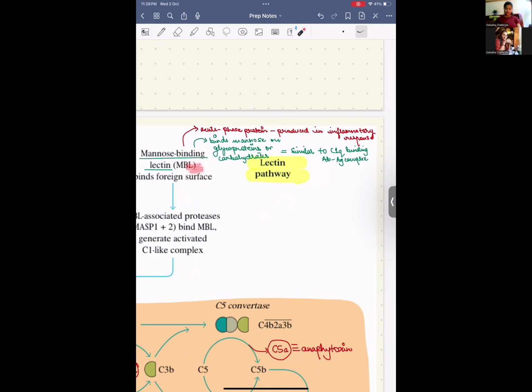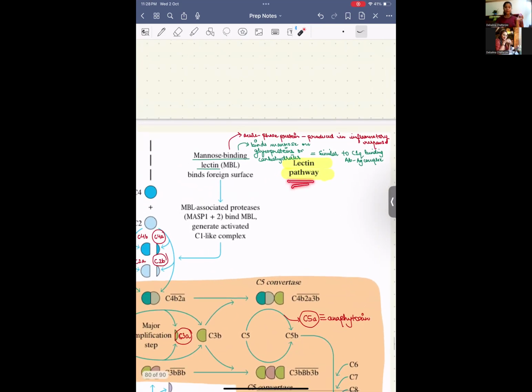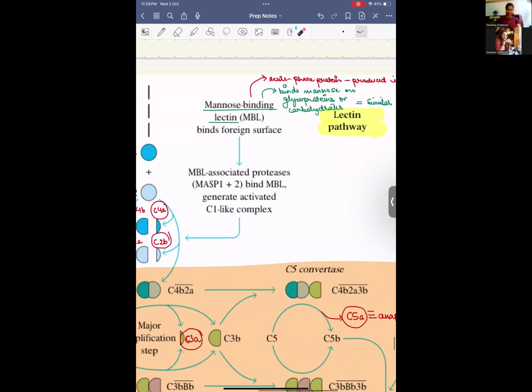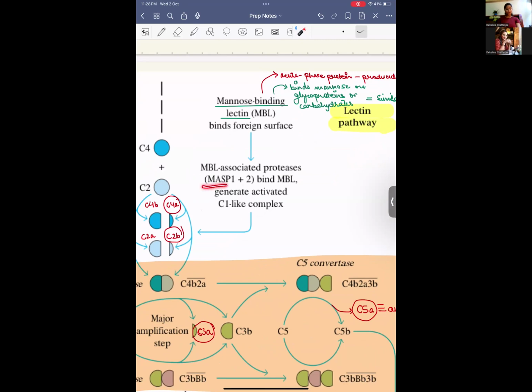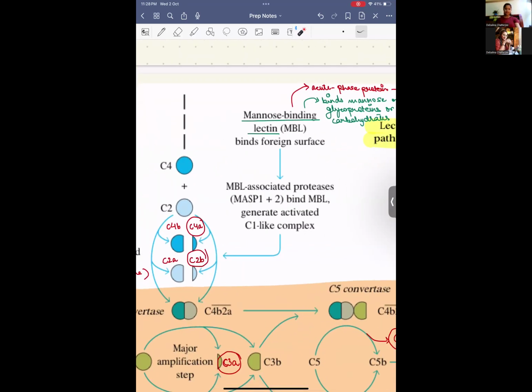So this is very similar to the C1q binding to the antigen-antibody complexes. But again, there is no involvement of antigen-antibody complex. So this is also a part of the innate immune system. As this MBL binds to the foreign substance mannoses, there is association of MASP1 and 2, which are MBL associated proteases. Just how we had serine proteases here, there is another set of proteases that associate with MBL that is bound to the mannoses on the foreign substances.